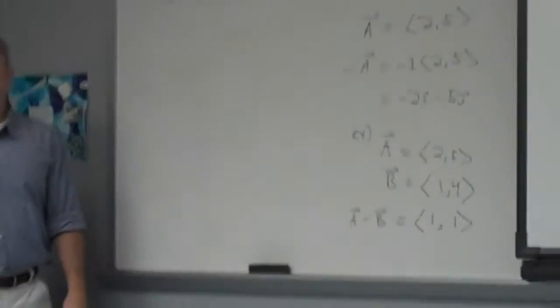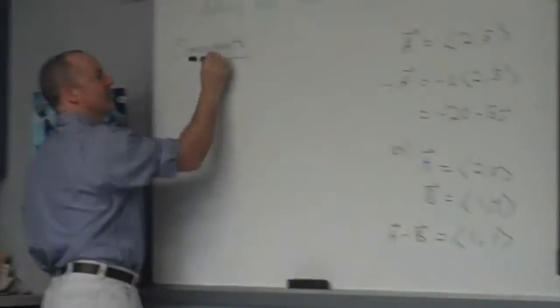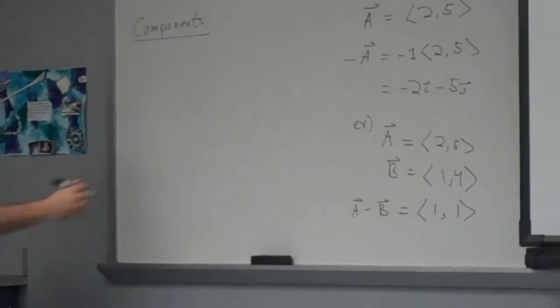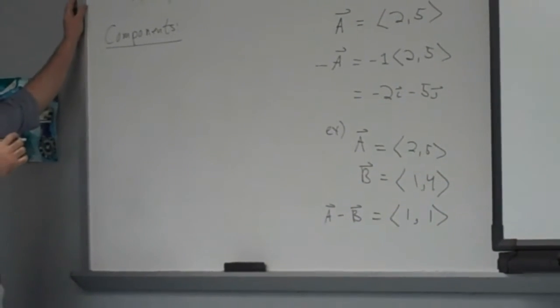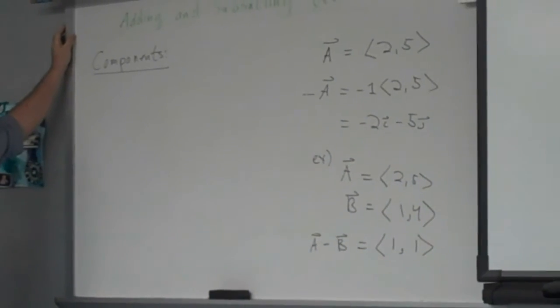Okay, components. We did this briefly on Friday. I think I need to do it again, over and over again, until you learn them, live them, love them. Okay? You've got to. What are components? Components are the horizontal and vertical parts of a vector, made up of little bitty unit i's and j's. The legs of the triangle.